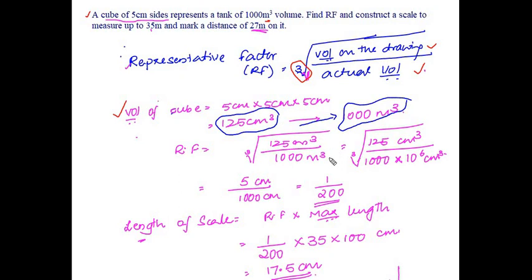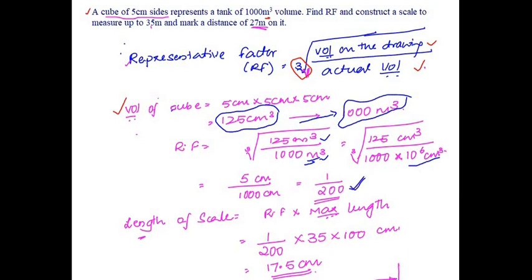Again, here we have to be careful with the units. The numerator is in centimeter cube and the denominator is meter cube. So I will convert this meter cube into centimeter cube. So I can write it further, 125 centimeter cube by 1000 into 10 power 6 centimeter cube. Right, 1 meter is 100 centimeters. So meter cube, meter into meter into meter. So I can write it as 100 centimeter into 100 centimeter into 100 centimeters, which makes 10 power 6 centimeters. So when we simplify it, we will get RF as 1 by 200.